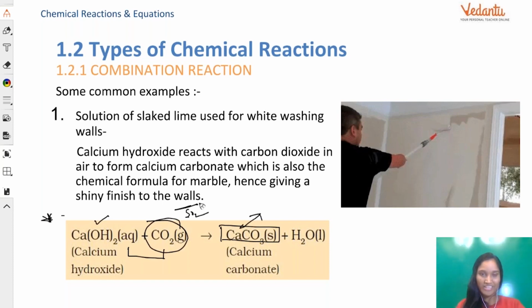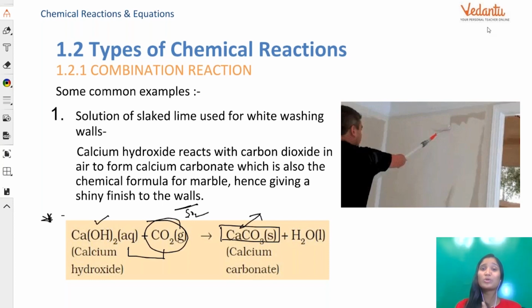Well, the reason we are talking about it here is not because it's a combination, but because it's important, and we are talking about calcium hydroxide. And there is one more extension for this reaction. If you keep on sending carbon dioxide, then what might happen? You have passed carbon dioxide through calcium hydroxide solution, and it has formed calcium carbonate.